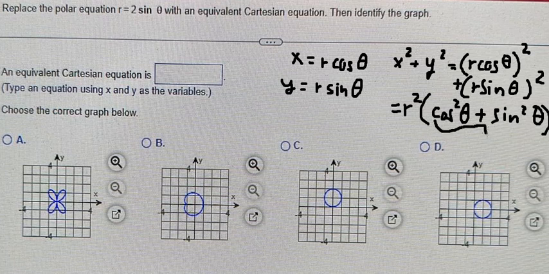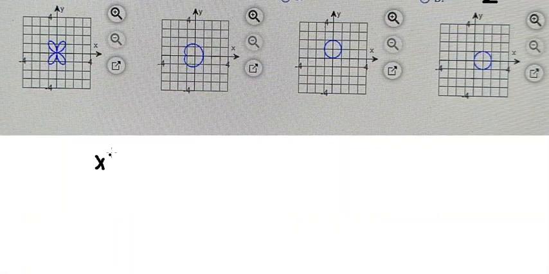So this one, that is about number 1. So we got R squared. So we have x squared plus y squared equals R squared.